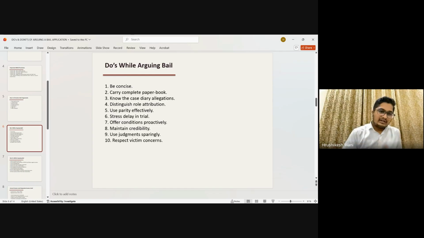And earlier I mentioned that the victim's identity should be protected while you argue a bail application. So these are a few things that you should be doing while arguing a bail application. So if you can go to the next part. Next slide. Don'ts.